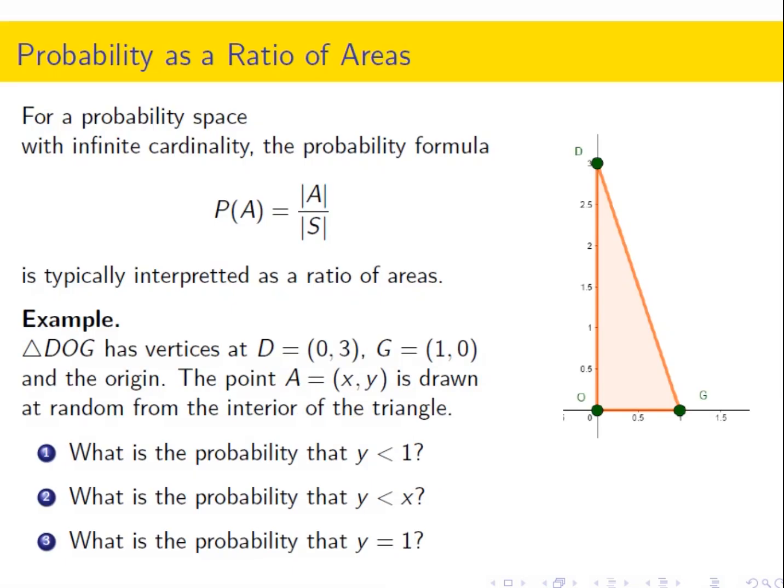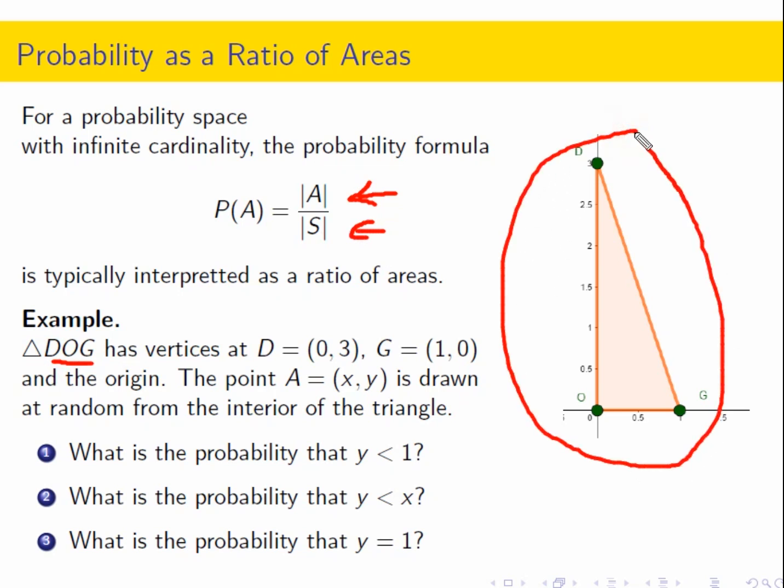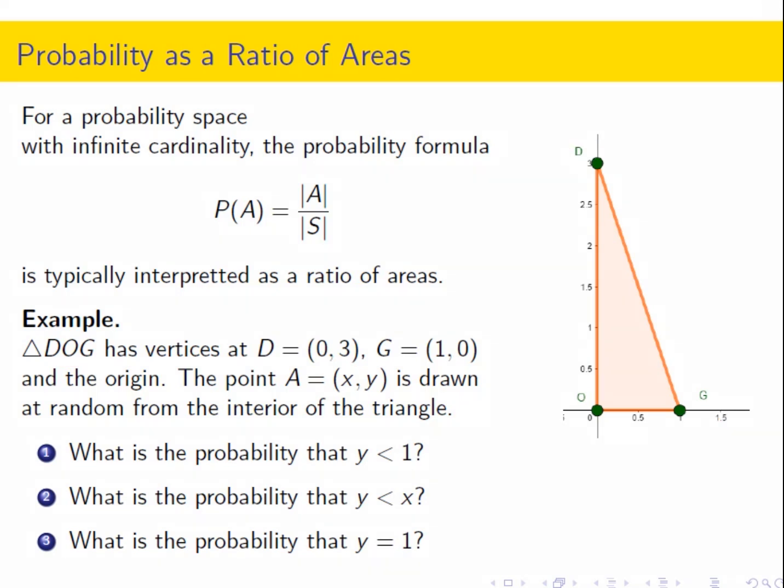First, let's ask a probability question that you could probably solve without any help from me, but we'll make it clear that our probability formula talks about the cardinality of A and the cardinality of the probability space. Here we have a triangle DOG, and our probability space is just the triangle. So what's the probability of an event? Well, the probability of the event is going to be some area in the triangle.